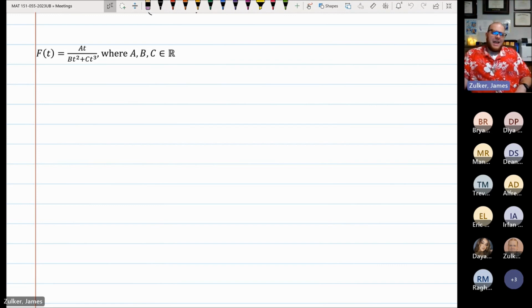All right, so again, here we're going to have to use the quotient rule. But again, take note, just like we looked at a problem like this last evening, A, B, and C are just real numbers. They're constants.